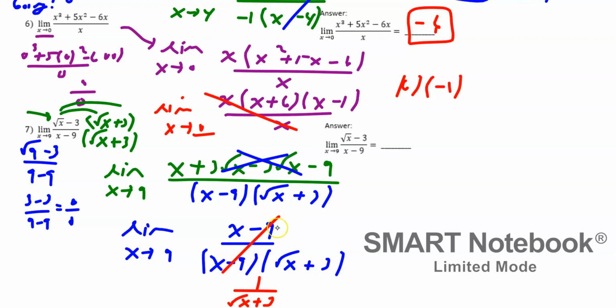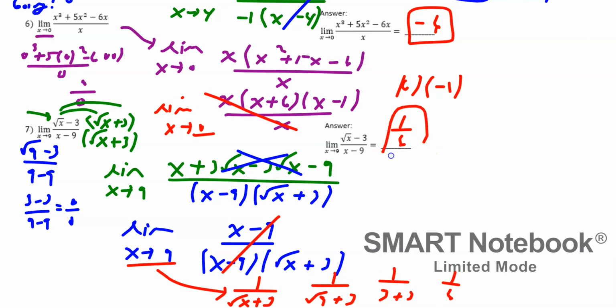The 1 is there because we crossed out x minus 9. We need a placeholder. So now you're going to take 9 and plug it into the new reduced version. 1 over root 9 plus 3, which would be 1 over 3 plus 3, or 1/6. So the y value that you're approaching would be 1/6.